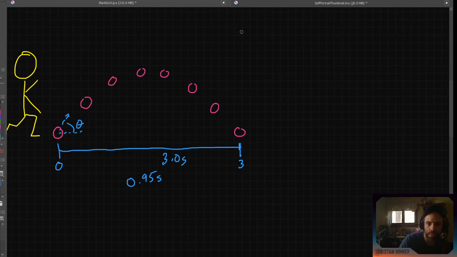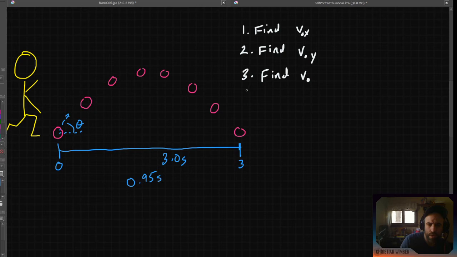Question number 1. Find the horizontal part of the velocity. Question number 2. Find the vertical part of the velocity. Question number 3. Find the total velocity. And question number 4, find the angle that it launches.